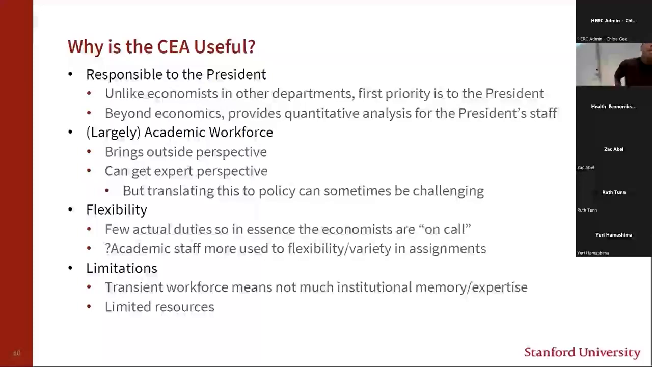The limitations of the CEA, the biggest one to me, is that it's a transient workforce. So there's really not much institutional memory or expertise. Over the course of two years, everyone just rotated out. And then, we're quite poor. One reason we do a lot of regressions is that we don't have access to a lot of data. Unless it was a publicly available data set, we couldn't use it. So that's one of the limitations: the limited ability to do real primary analysis. I'm not using that term exactly correctly, but most of what I did at the CEA was literature review, summarizing what was in the literature for people.